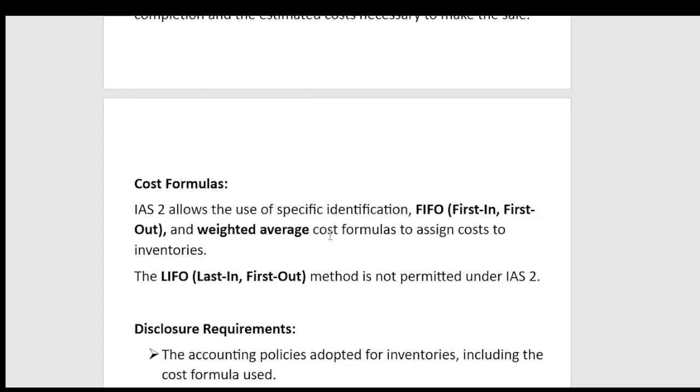Now, LIFO, please, the LIFO method is not allowed in using IAS 2. LIFO is not allowed. So you cannot use LIFO to measure inventory. The only formulas you are permitted to use are FIFO and weighted average.